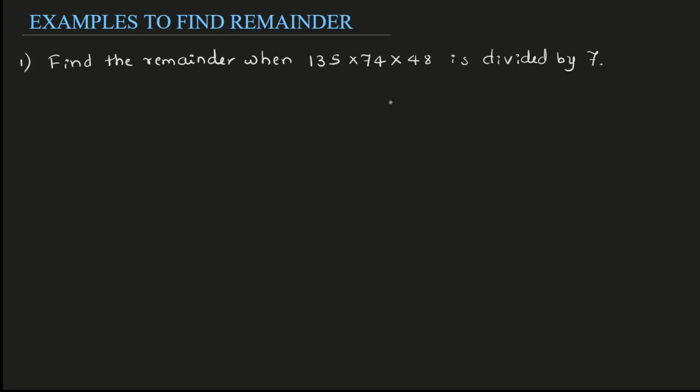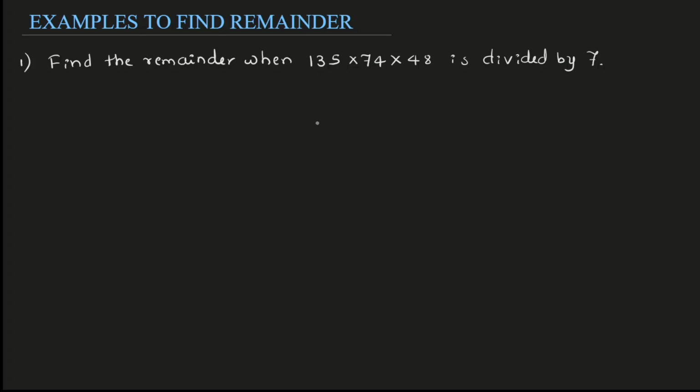Instead of that, they have given three numbers. 74 also is divided by 7, 48 also divided by 7. All together they are given: 135 into 74 into 48 is divided by 7. Whenever this number is divided by 7, what will be the remainder? They asked you to find.